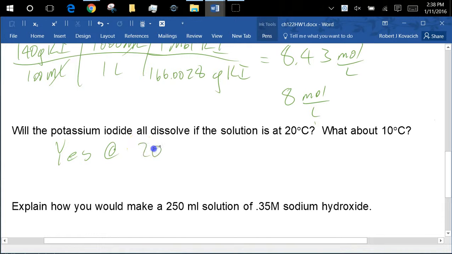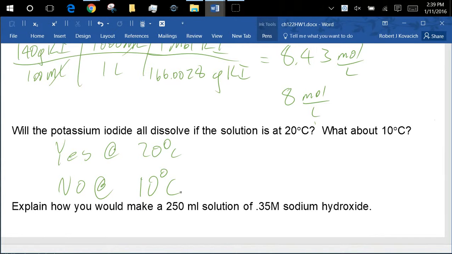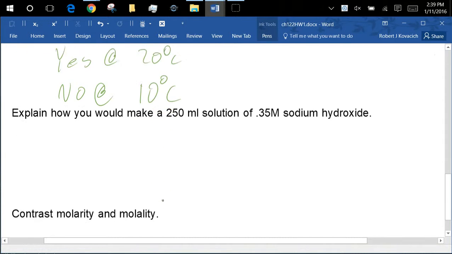Yes, at 20 degrees Celsius, and no at 10 degrees Celsius. I'm going to have like 5 or 6 leftover grams of potassium iodide as a solid sitting at the bottom of that 10 degrees Celsius.